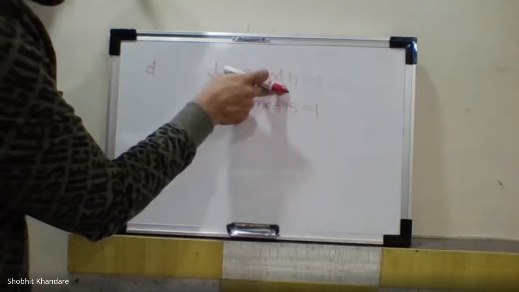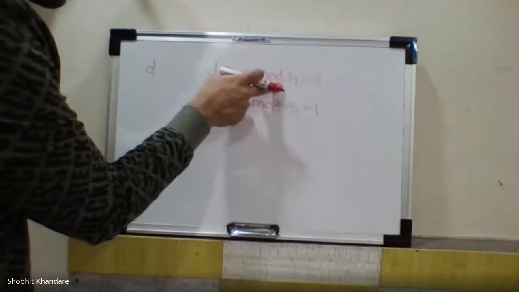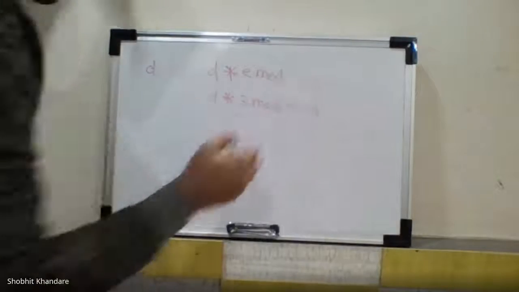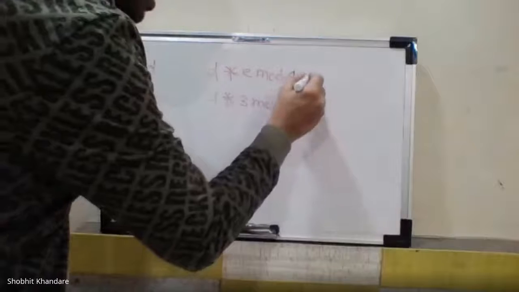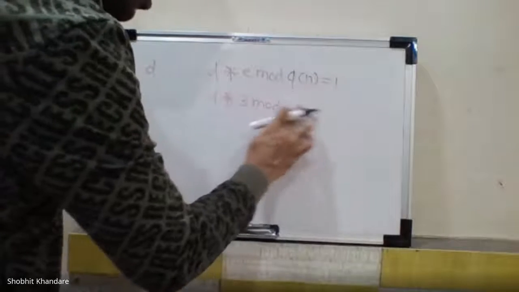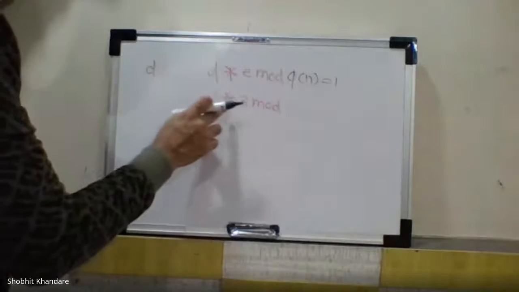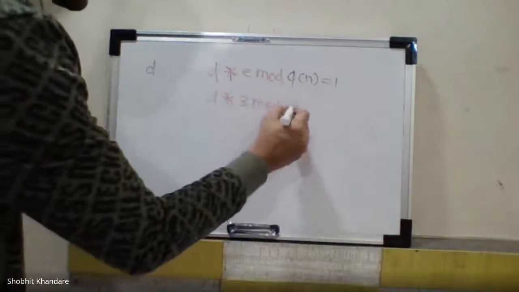One minute, what is this? I think this is wrong. Sir had written 5n here. Yes, phi of n. This is wrong. It should be mod phi of n should be 1. So d into 3 mod phi of n, which is 8, should be 1.